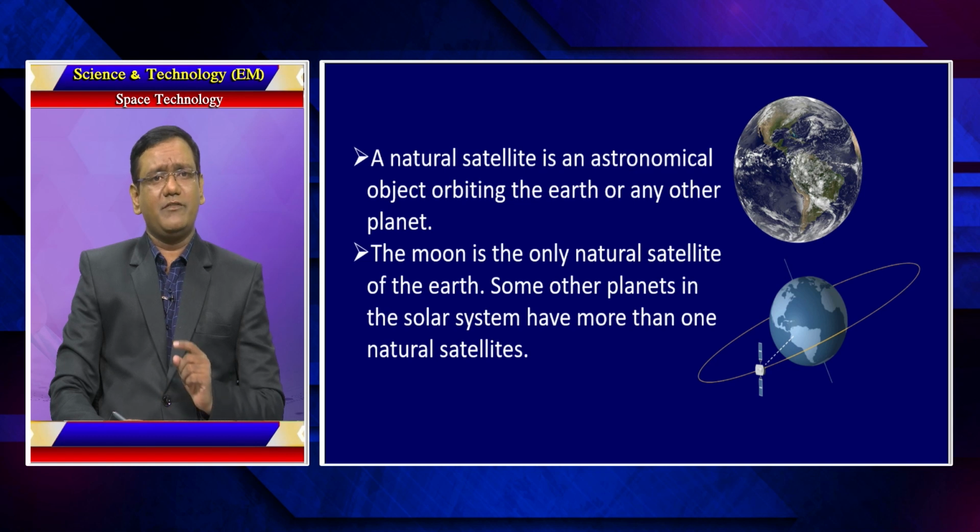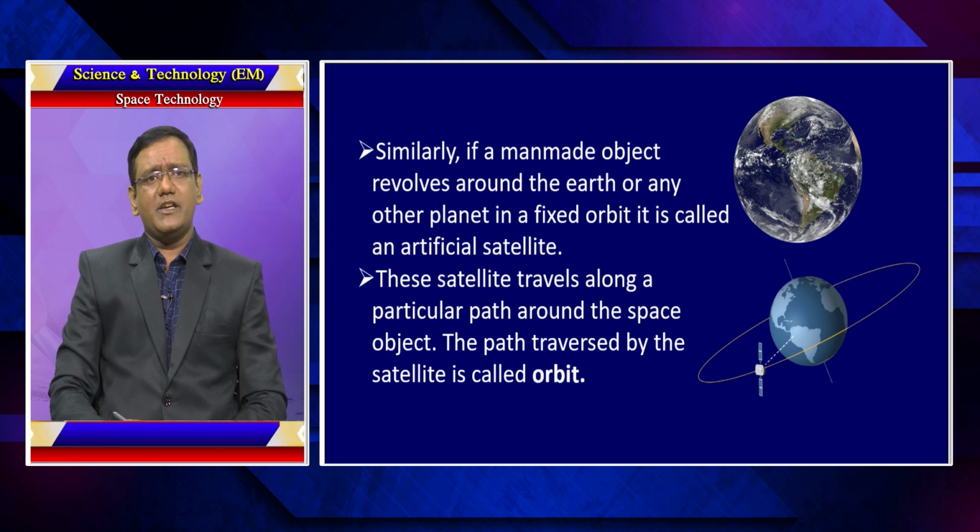This moon revolves around the Earth in a particular path. Similarly, if man-made objects revolve around the Earth or any other planet in a fixed orbit, then it is called an artificial satellite. So artificial satellites are man-made objects which revolve around the Earth or any other astronomical object.